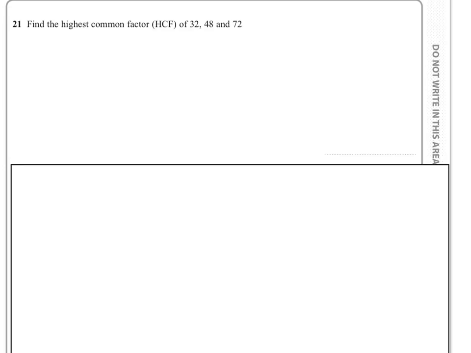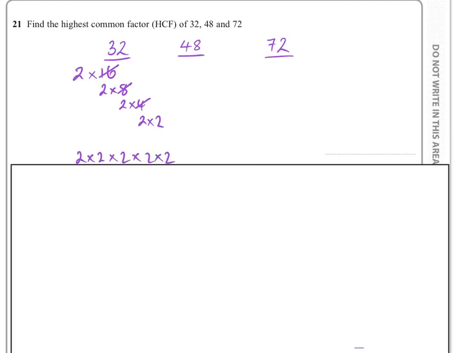Find the highest common factor of 32, 48 and 72. Well, one nice way of doing this is to just find the prime factor decomposition of each of those numbers. So we look at numbers which are prime. So the nicest one here, as they're all even, is 2. So that's 2 times 16. But 16 is 2 times 8. 8 is 2 times 4. And 4 is 2 times 2. So we've got 2 times 2 times 2 times 2 times 2. And that's how we can write 32.